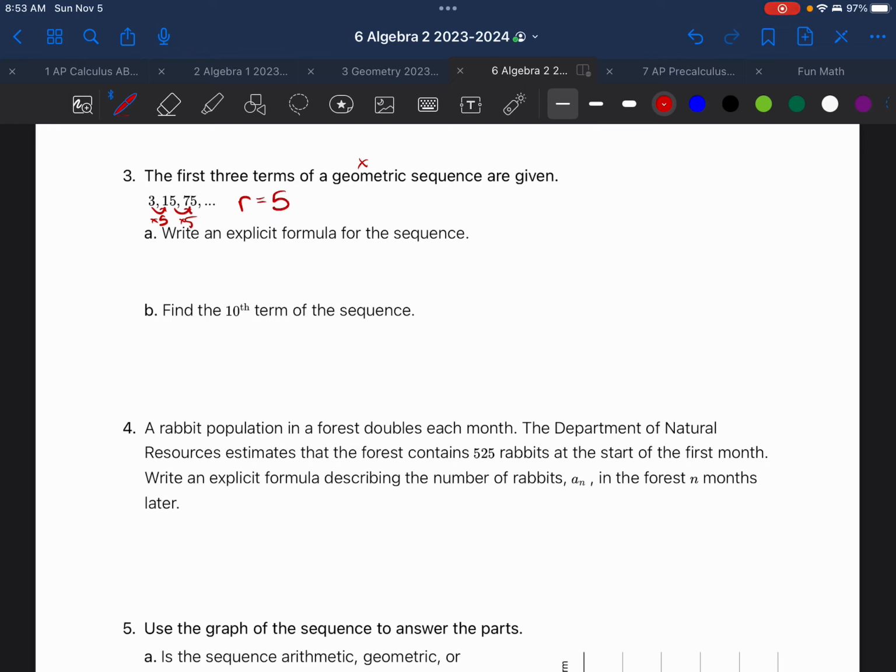We want to write an explicit formula for the sequence. Which term do we want to use? I want to randomly choose the second term. I've used the first and third so far in this homework. Let's use the second. So we'll say a sub n is equal to the second term, which is 15.